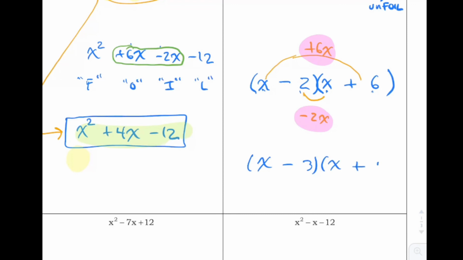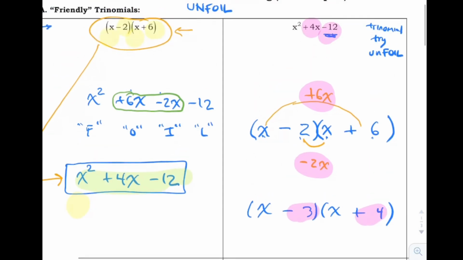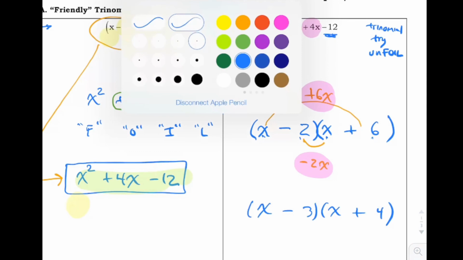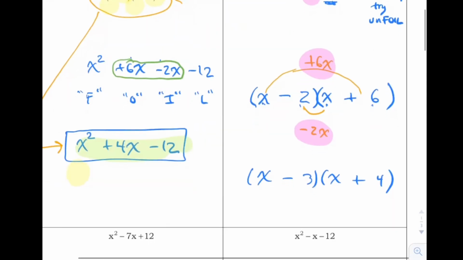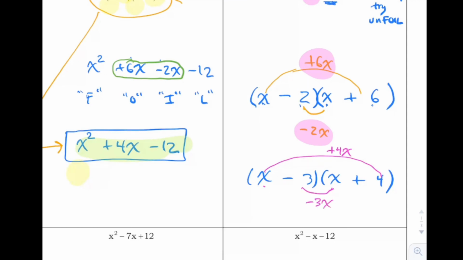X minus 3 times x plus 4. Because negative 3 times 4 is a negative 12, and that's what we want. So won't that work? And the answer is no, it won't work. And I'll prove to you right now that it doesn't work. Because yes, x times x will give me the x squared. But if I go x times 4 like this, I'll be getting a plus 4x. And if I go minus 3 times x here, I'll be getting a minus 3x. That's my outer product and my inner product.